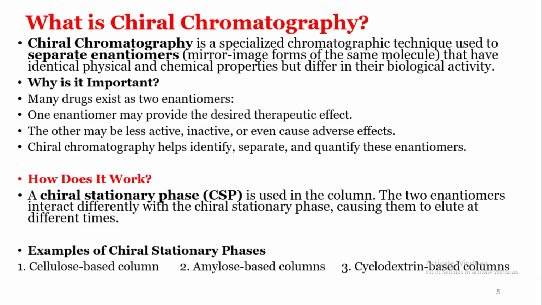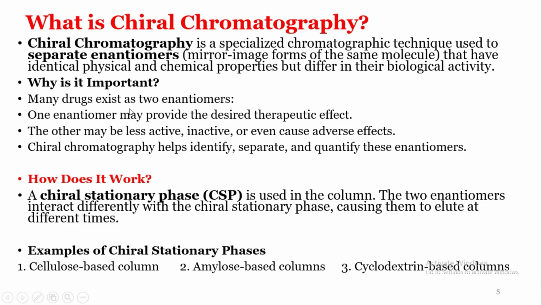Mirror image forms of each other have identical physical and chemical properties but differ in their biological activity. Their biological activity differs between each other, but the chemical and physical properties are the same. We need to understand this basic difference. Most interviewees get confused between chiral chromatography and normal phase, and about what chiral chromatography is. So we need to understand in a much better way what chiral chromatography is and why it's important, right?